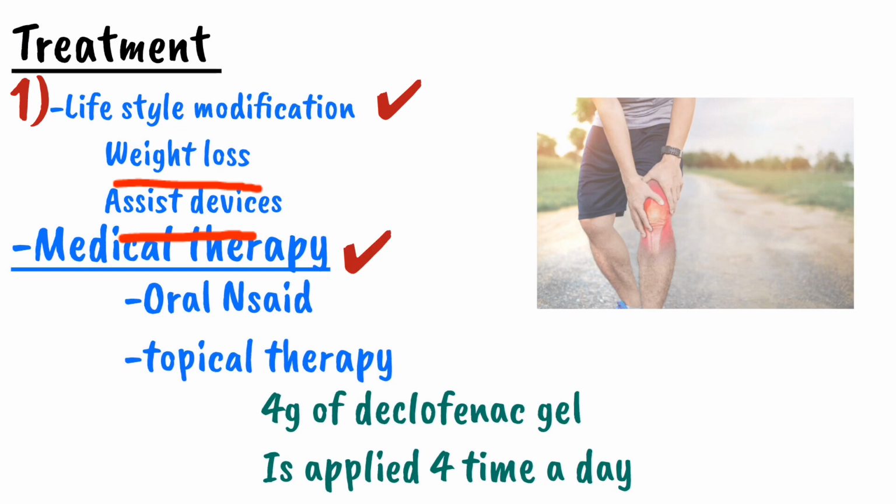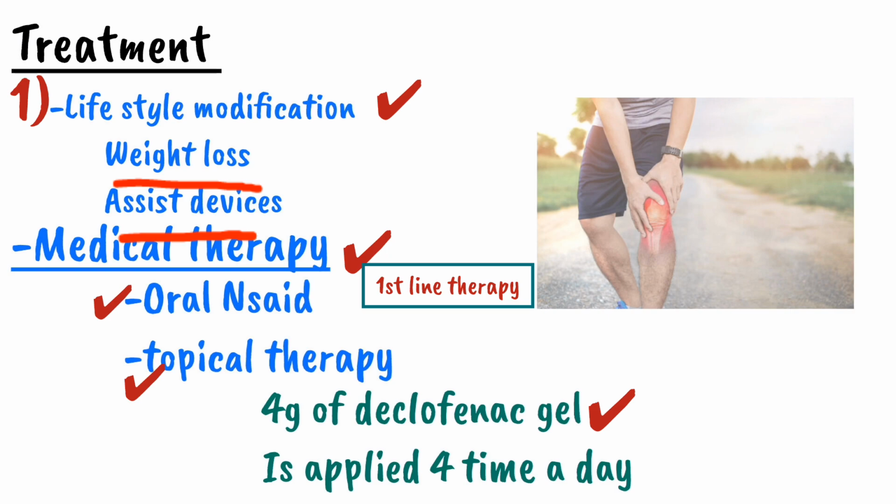The medical therapy includes oral NSAIDs, which are the first-line therapy, but we should watch for the side effects of NSAIDs, such as GI upset and kidney abnormality. The next medical option is topical therapy. In topical therapy, we use 4 grams of diclofenac gel, applied 4 times a day, and it shows a good response in patients who are above 75 years of age.